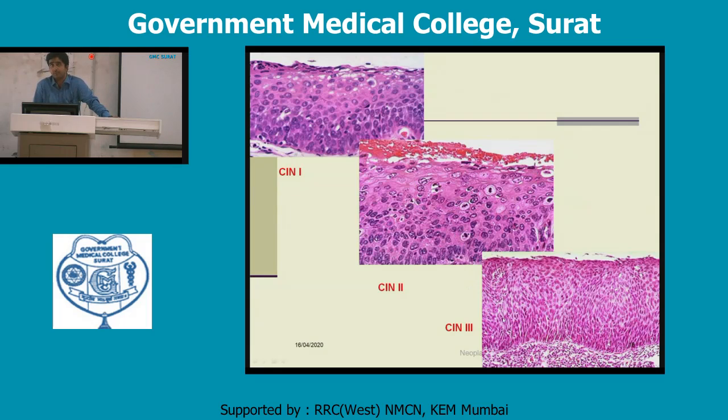In CIN3, in this image, the full thickness of the epithelium becomes dysplastic. All the cells are atypical. There is no maturity at all in this epithelium, but here the basement membrane remains intact. So there is no break in the basement membrane. So we can say that it is an in situ condition or carcinoma in situ. If it remains untreated, it may breach this basement membrane and may transform into invasive squamous cell carcinoma.